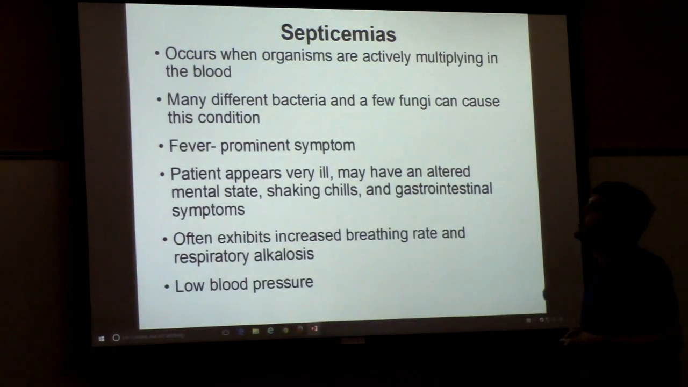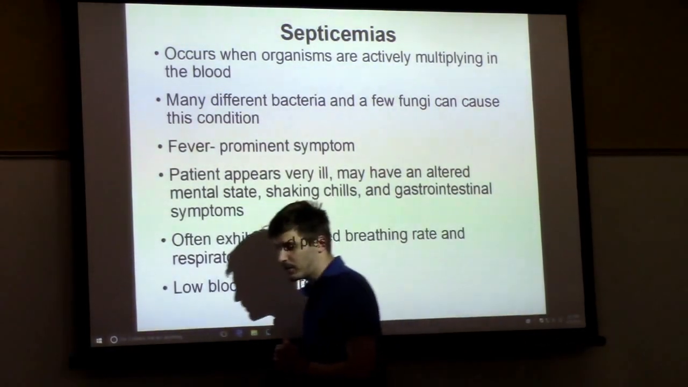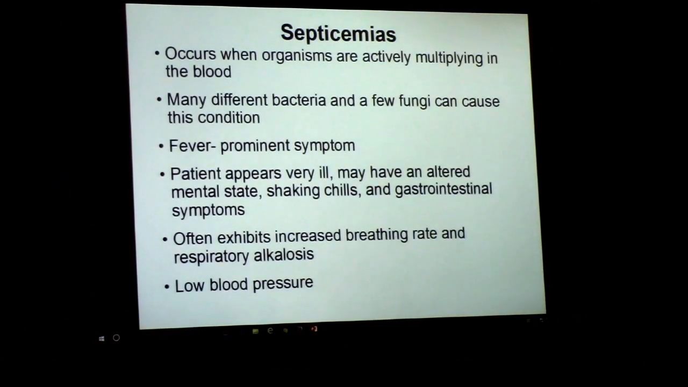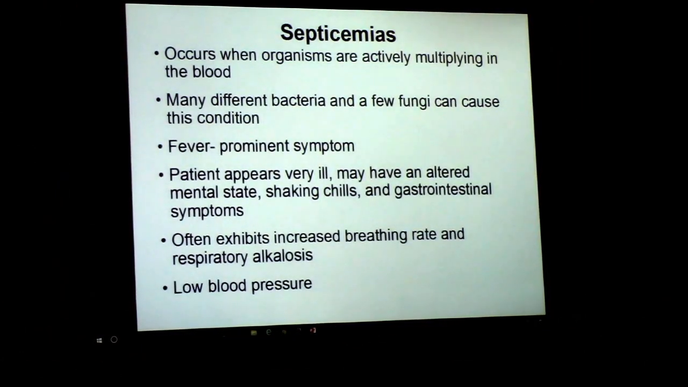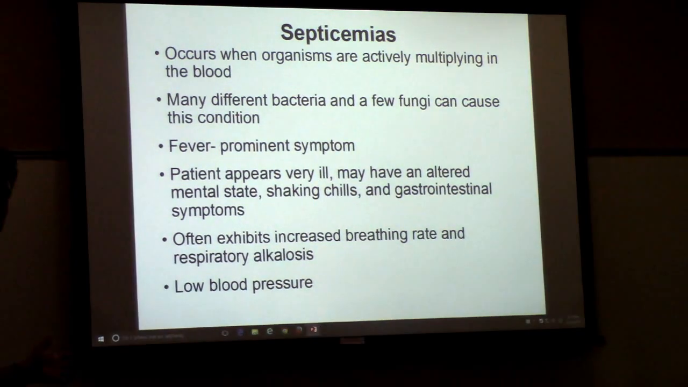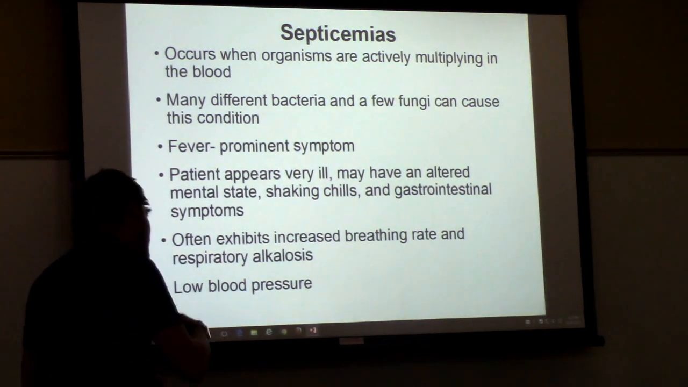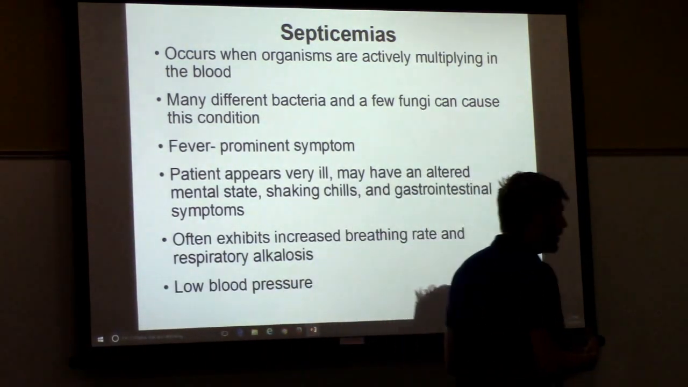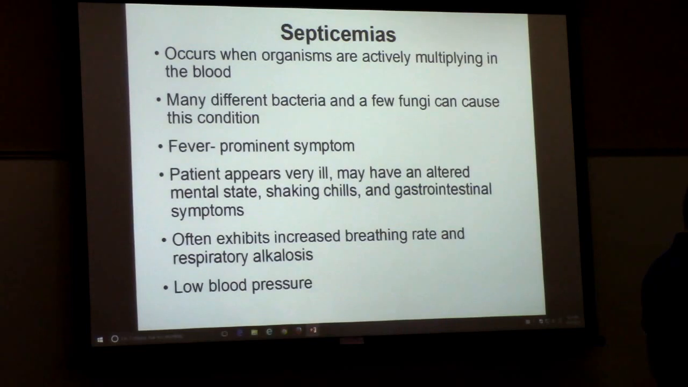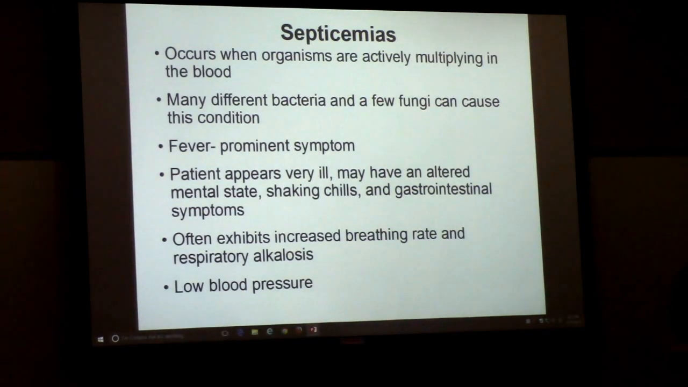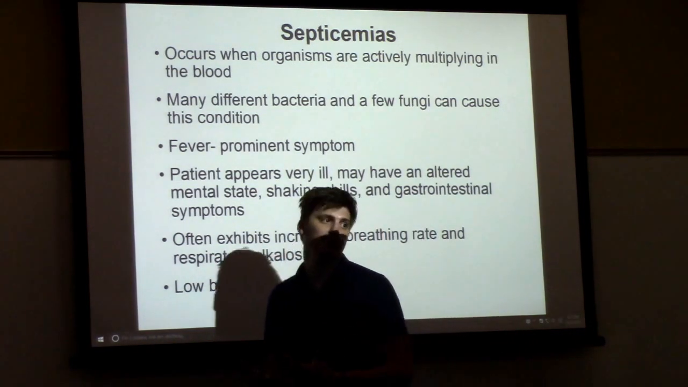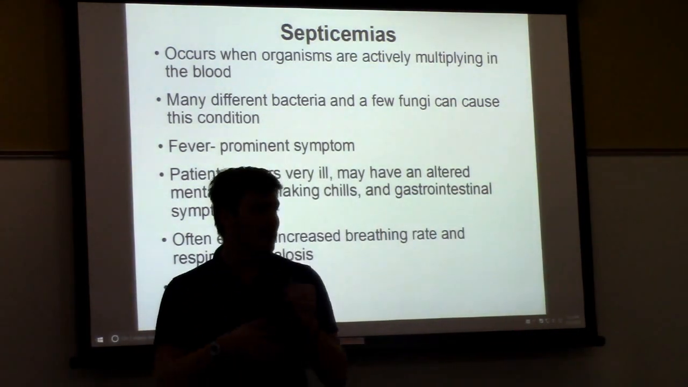Septicemias, as we said before, are where you have organisms in the blood actively growing, causing disease within the bloodstream. These are often very serious conditions, and they can be caused by many different species of bacteria, primarily. But occasionally they can also be caused by fungi, which we call fungemia. Generally, bacteria are a little bit more preferable because they don't result in death as much. But both of them are very serious conditions, requiring hospitalization and immediate treatment.